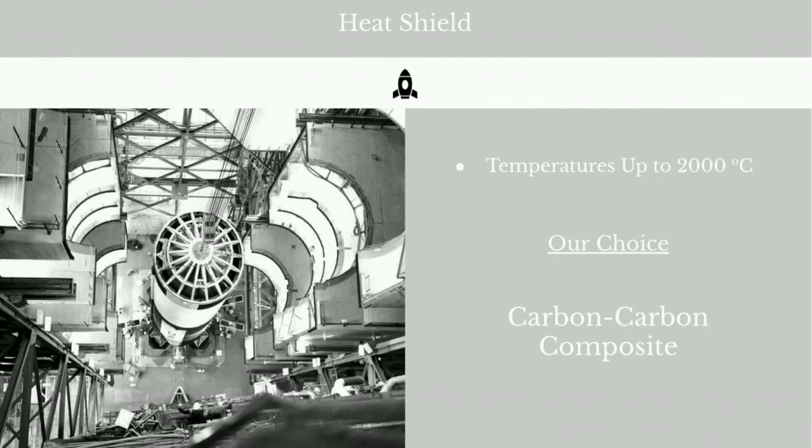Heat shield. For the heat shield of the rocket, we went with carbon-carbon composites because of their extremely high thermal shock resistance and their high strength-density ratio. It would need to be coated with a protective layer such as silicon carbide to prevent oxidation from rapid degradation.